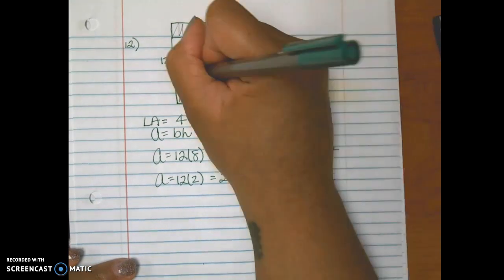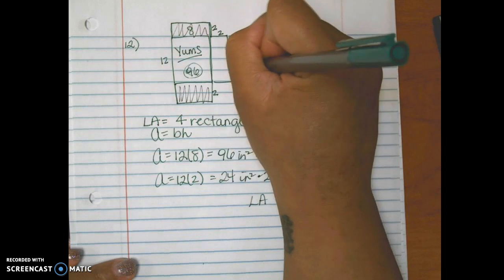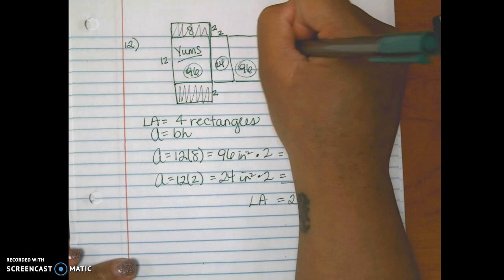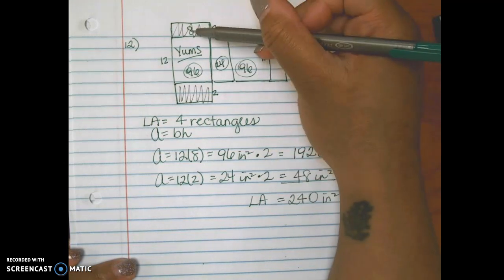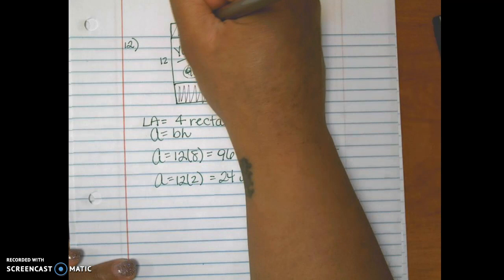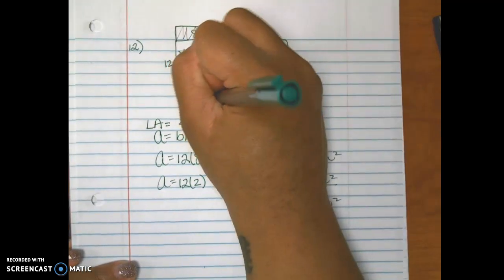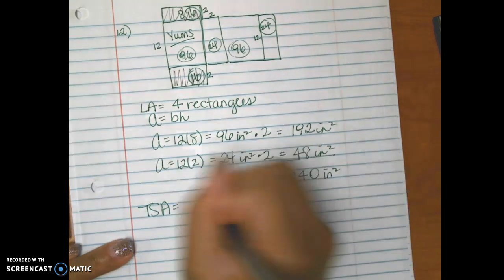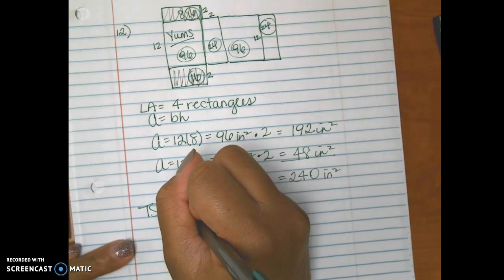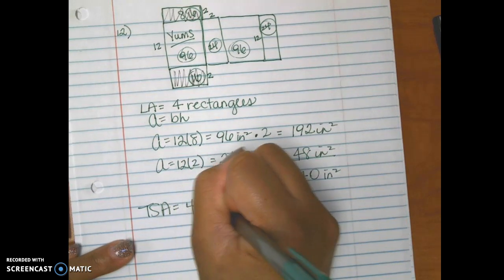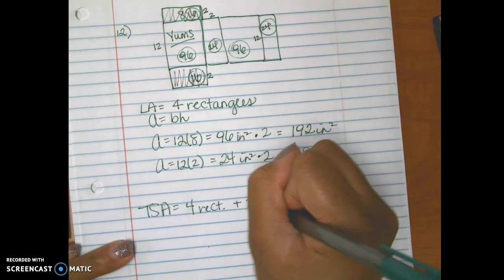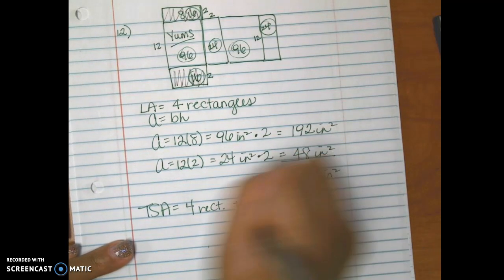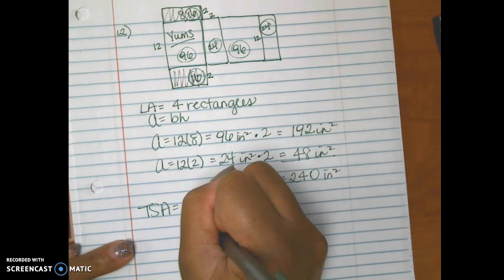Okay, so this is 96, 96, 24, 24. And for kicks and giggles, because I'm going to need this later, this 8 by 2 is a 16 and a 16. Total surface area is my 4 rectangles plus 2 rectangles. These are my bases. These are my lateral faces.